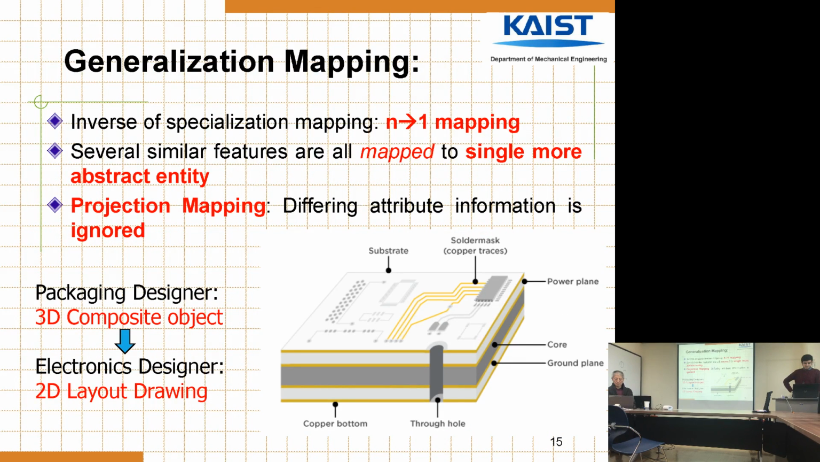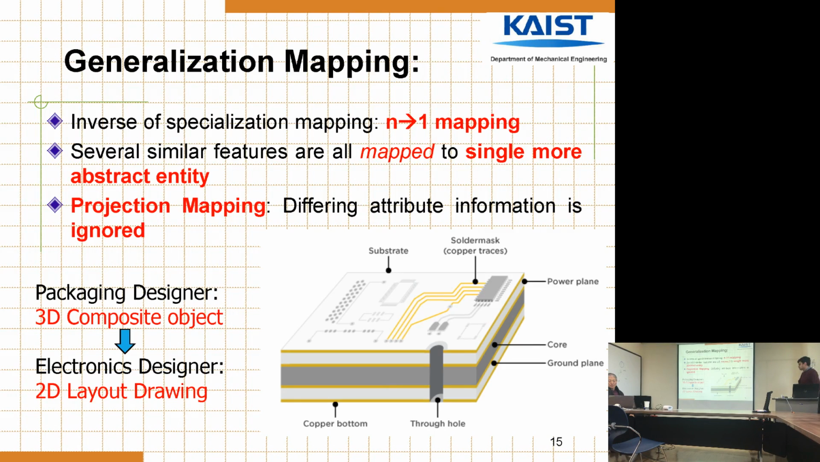The next type of mapping class is the generalization mapping. It is the inverse of the previous type, which was specialization mapping. What is happening here is that many different detailed features are all mapped to a single more abstract entity. So this means that you are going from more detail to low detail. It can be like the projection of a vector in 3D to a 2D plane. So you lose or give away some part of the information.